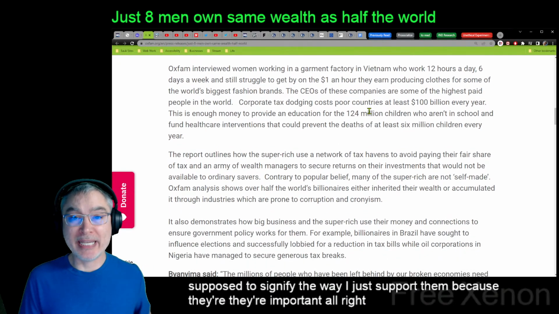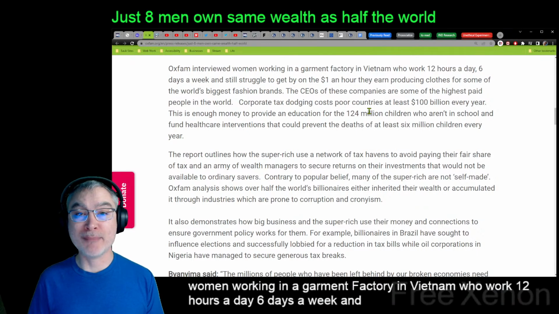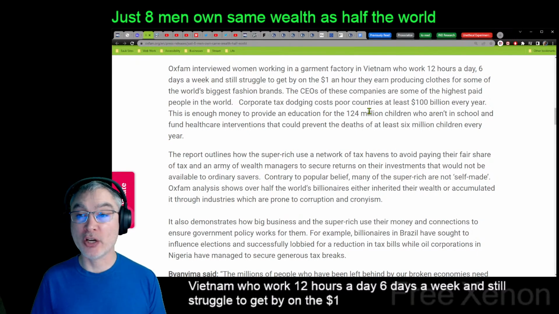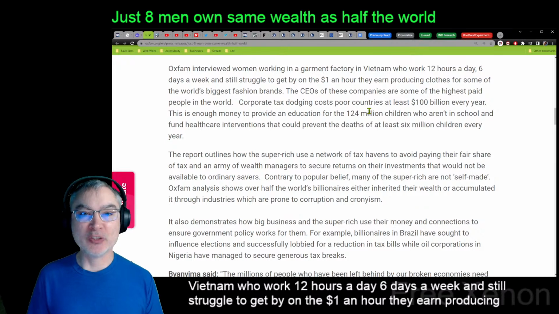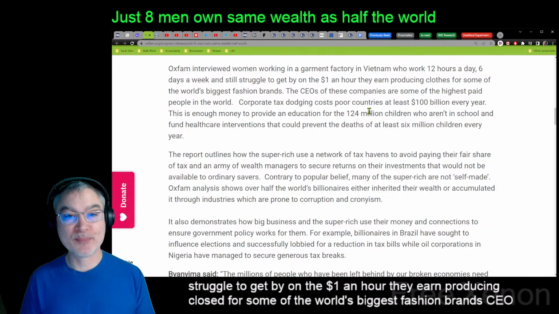Oxfam interviewed women working in a garment factory in Vietnam who work 12 hours a day, 6 days a week, and still struggle to get by on the $1 an hour they earn producing clothes for some of the world's biggest fashion brands. The CEOs of these companies are some of the highest paid people in the world.